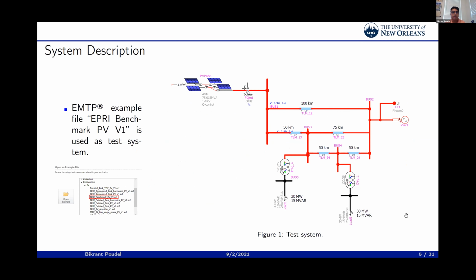Talking about the system description, we have taken the EPRI benchmark PVV1 file that's inside the example files in EMTP. Basically it's a 6-bus system with 2 load buses. PV is connected to bus 1, and then we have 5 transmission lines, and we'll place some contingencies. We have modified a few parameters for this particular park as compared to the example, because we wanted to make it as real as possible. There was a real plant that we considered during our research, so we modified some parameters to match that particular plant.